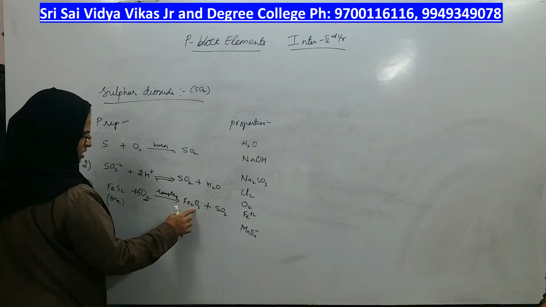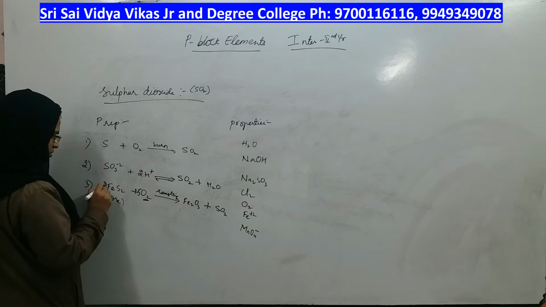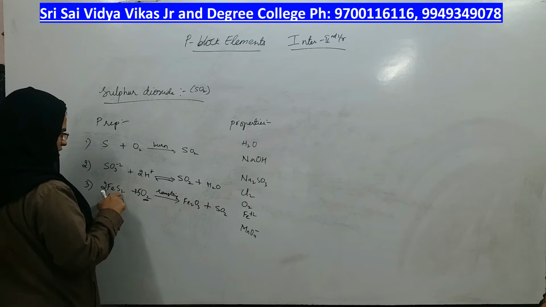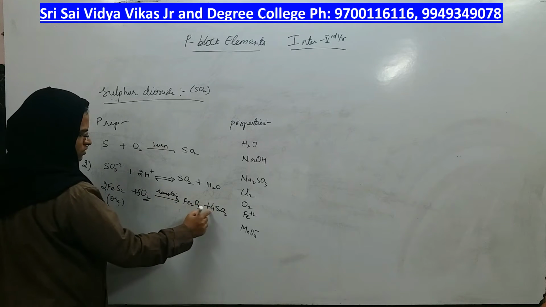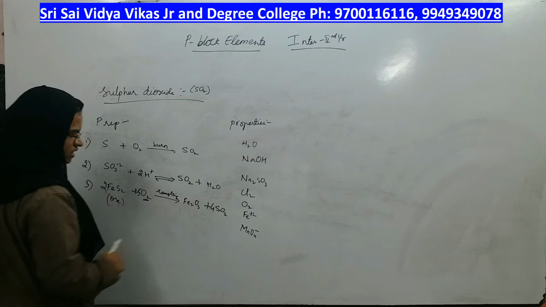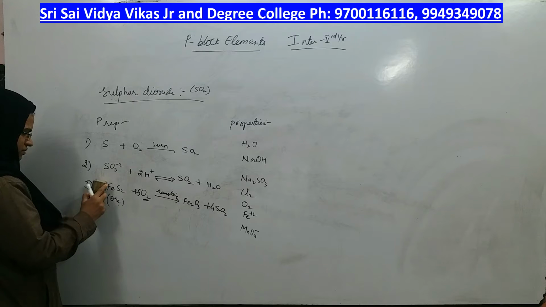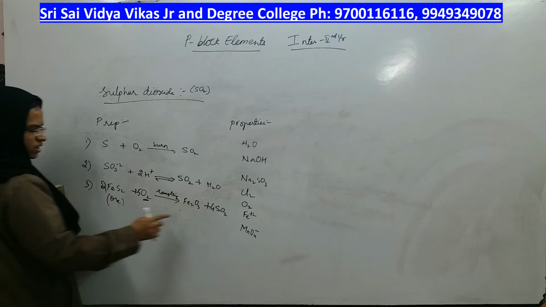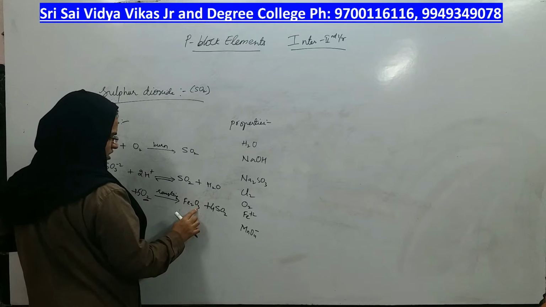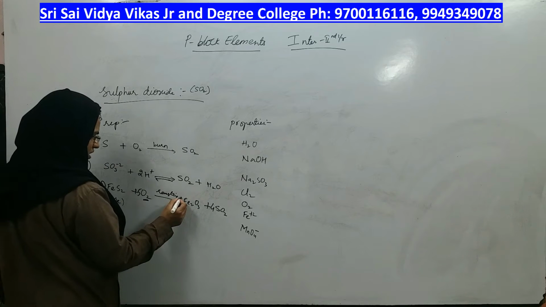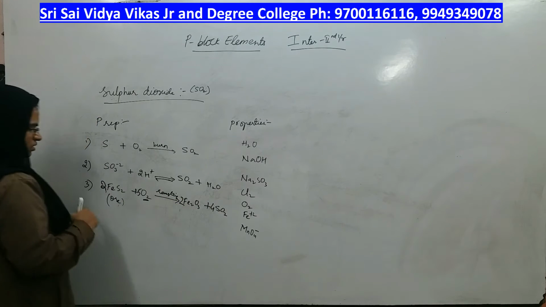So how many are here? Fe2 means minimum 2. Sulfur are 4. 4 2s are 8, 9, 10. So what will I do? I will take only 1. Okay, I have to take 2. Here 4 2s are 8, 9, 10, 11. How to balance that? 4, right?